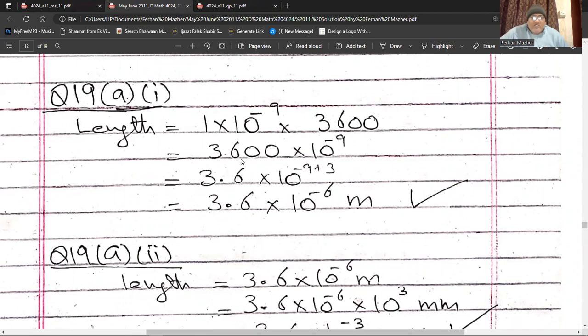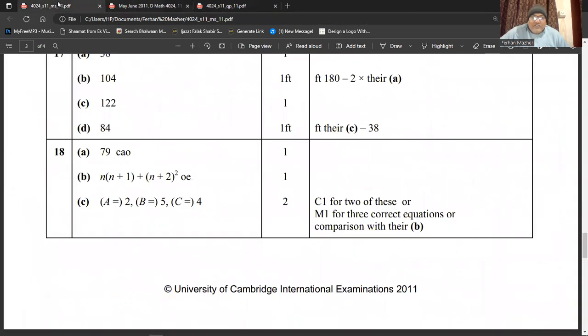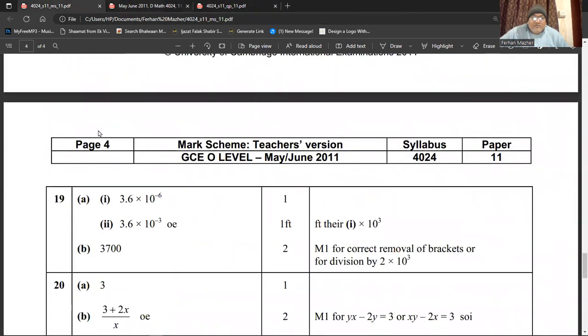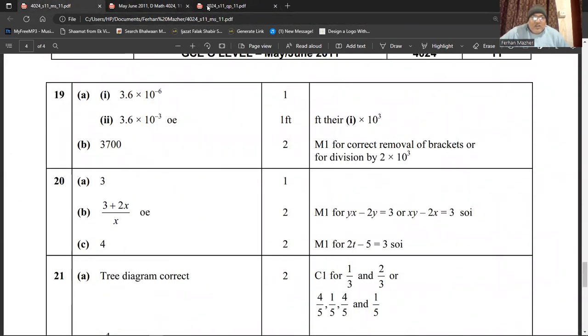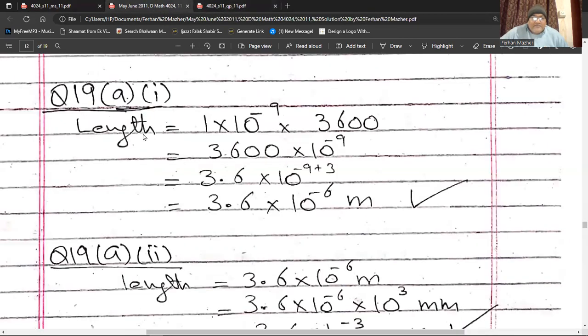So move this decimal 1, 2, 3 steps to the left. The power will be added, 3 will be added in the exponent. So 3.6 × 10^-6. So the nails will grow 3.6 × 10^-6 meters. So our answer is right.